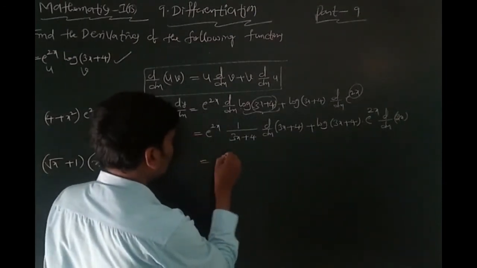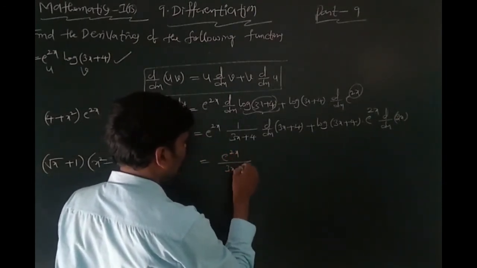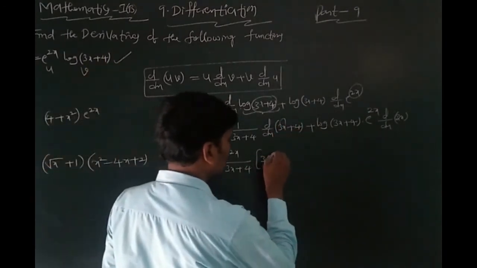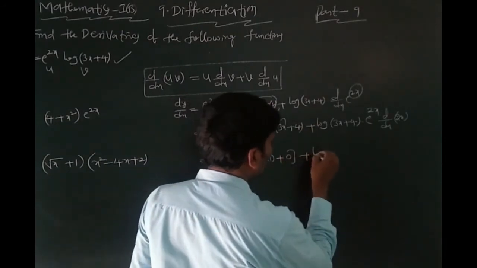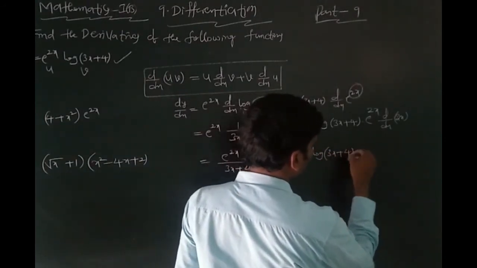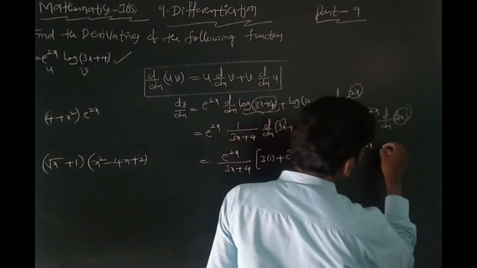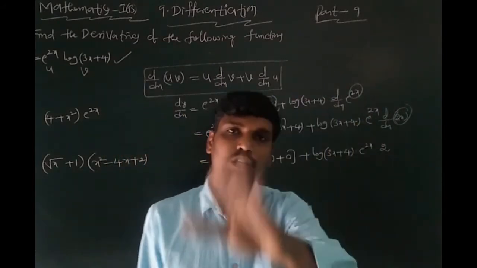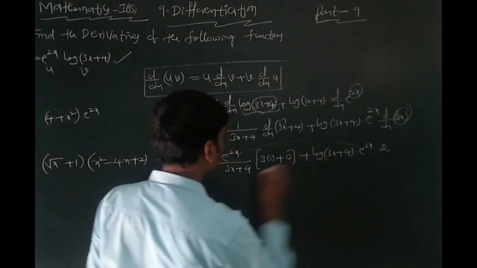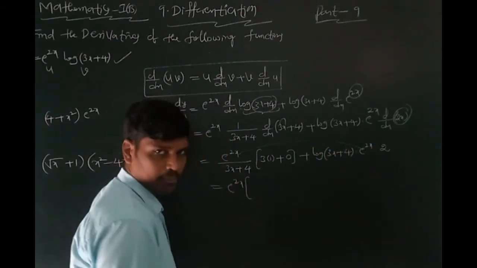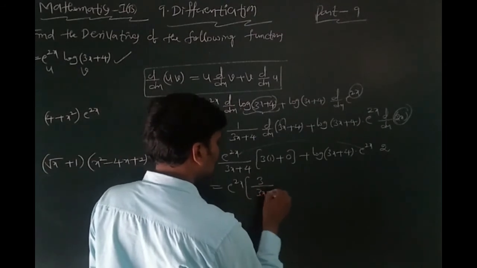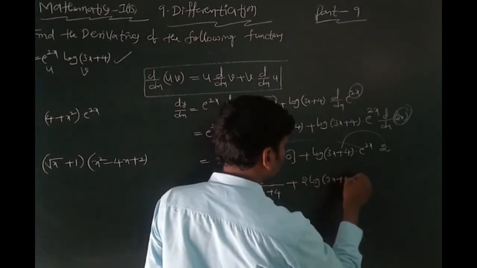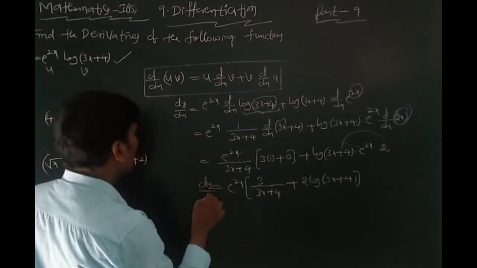After that you can write e power 2x by 3x plus 4 into, here 3 common, x derivative is 1, 3 into 1 plus 4 derivative is 0, plus log of 3x plus 4 into e power 2x into 2x derivative is 2. Why? Because 2x derivative is 2. Here 2 is common, x derivative 1, 2 into 1 you get 2. After that in these 2 terms which one is common? Just e power 2x is common. Remaining what? 3 by 3x plus 4 plus 2 into log of 3x plus 4. This is the derivative of first function.